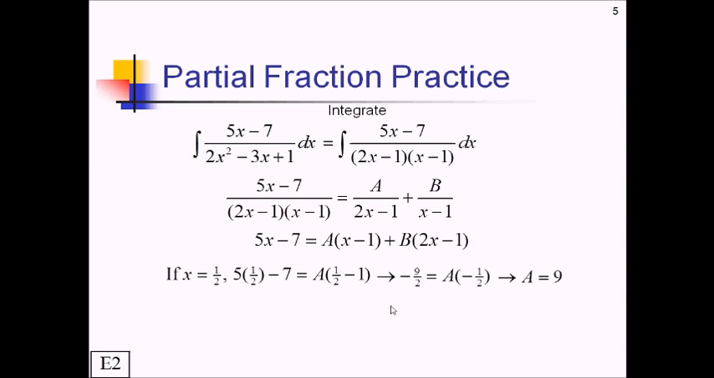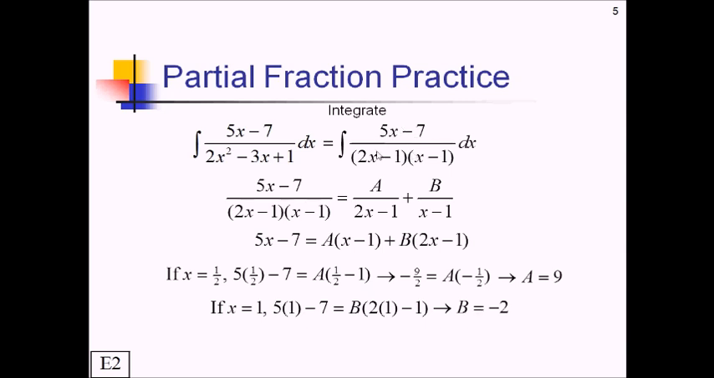So for b, I have to plug in an x value of 1 to zero out this a term. So if x equals 1, then we have 5 times 1 minus 7 equaling, the a is gone, so just b times 2 times 1 minus 1. And this one's a little easier to solve. This is just negative 2 on the left side, and on the right side, 2 times 1 minus 1 is just 1. So we just end up then with b equals negative 2. All right, let's plug those back in now.